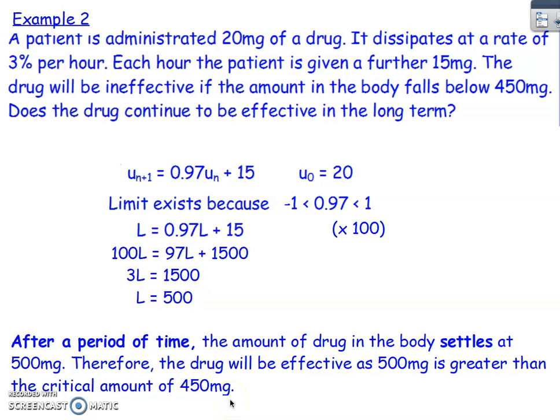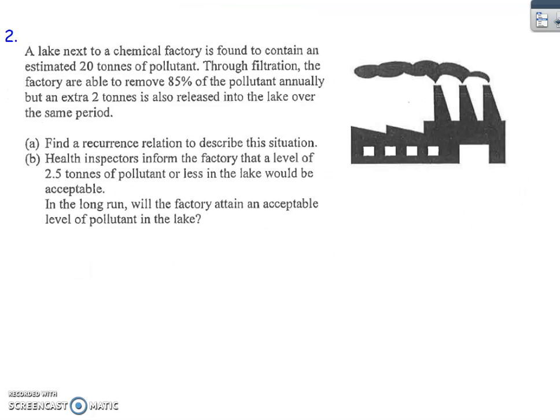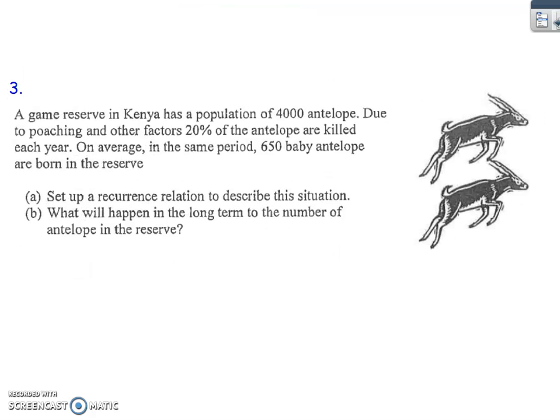So make sure when you're doing this, you write a clear sentence referring back to the question and stating the importance of your limit. So in this case, the limit is above the value that you don't want it to fall below. I've basically in the PDF file included 3 examples for you to look at.